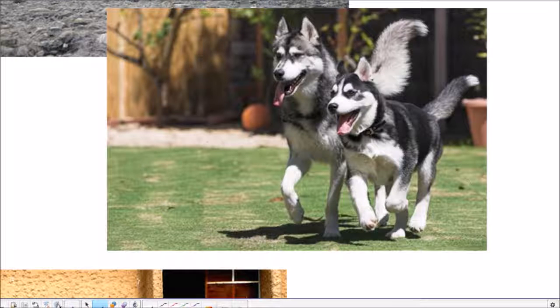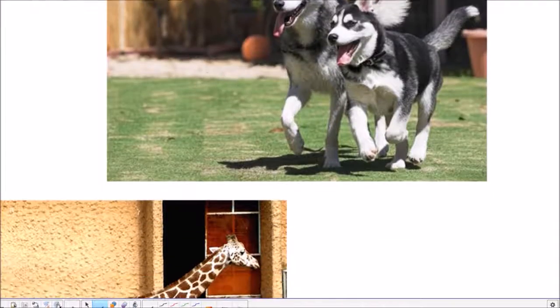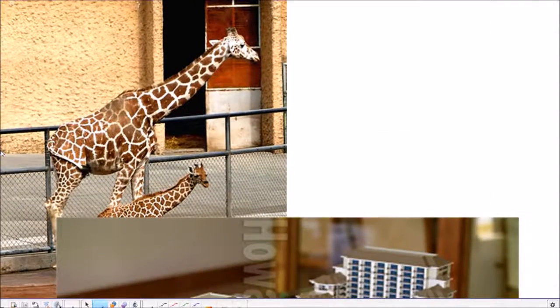Their ears are the same. Their tongues are doing the same thing. Their tails are in the same position. Same shape. One's just bigger. So yes, that's similarity. Here's another example with some giraffes.